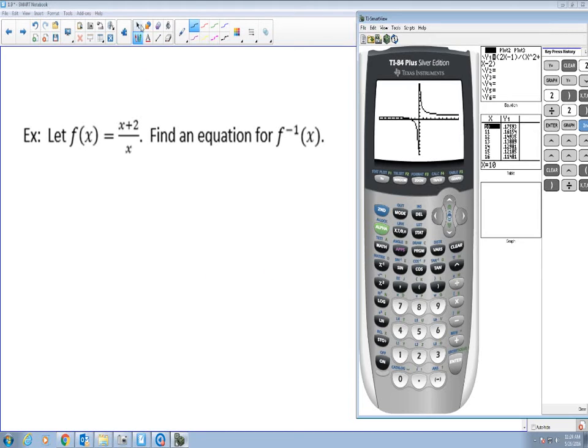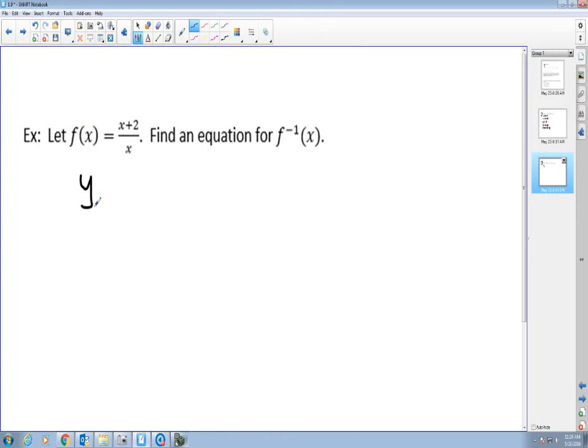Since it's one-to-one, I can find the formula for its inverse. I will replace the f of x with the variable y first. And then we interchange all the x and y variables. So this y becomes x equals, and the x variable in the numerator becomes y. So that will be y plus 2 over y.